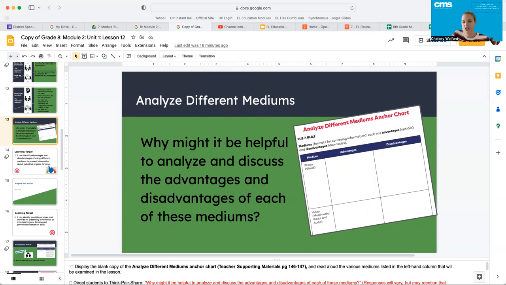So what are the advantages of photo? What are the disadvantages of photo? What are the advantages of video? What are the disadvantages of video? So go ahead and pause the video, and you guys are going to work through this as a class, and you're going to fill this chart in together, having some conversation about advantages and disadvantages. So go ahead and pause the video, and let's do that now.